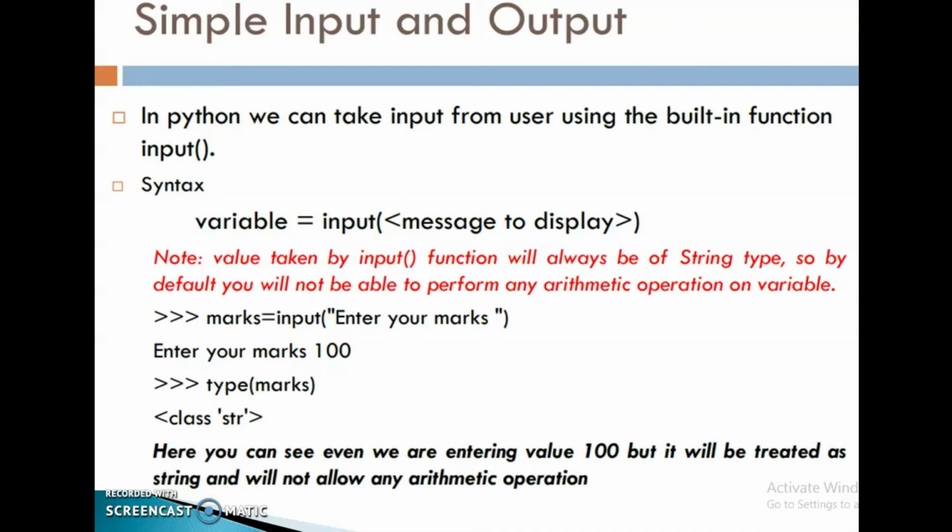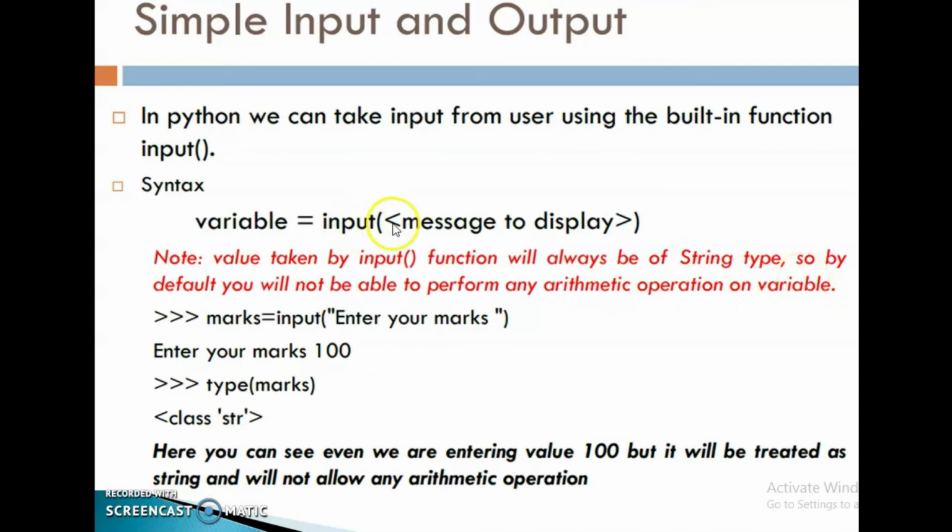Then next one, simple input and output. In Python, we can take input from the user using the built-in function input. By using this input built-in function, we can read values from the keyboard. Syntax is variable is equal to input. Within these parentheses, we can specify a message to display. Note, the value taken by the input function will always be of string type. So, by default, we will not be able to perform any arithmetic operations on variables.